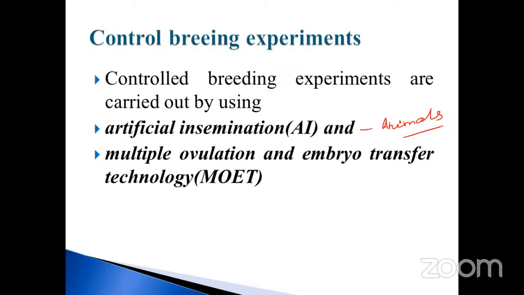And also one more that is very, very important: Multiple Ovulation and Embryo Transfer technology, simply called MOET. That is very important from the NEET point of view, my dear. So many times they ask questions. What is the expansion of MOET? Multiple ovulation. Ovulation means nothing but egg. Here, artificial insemination means sperm. Don't forget these two things, because both are very important for controlling breeding. Breeding, don't forget.